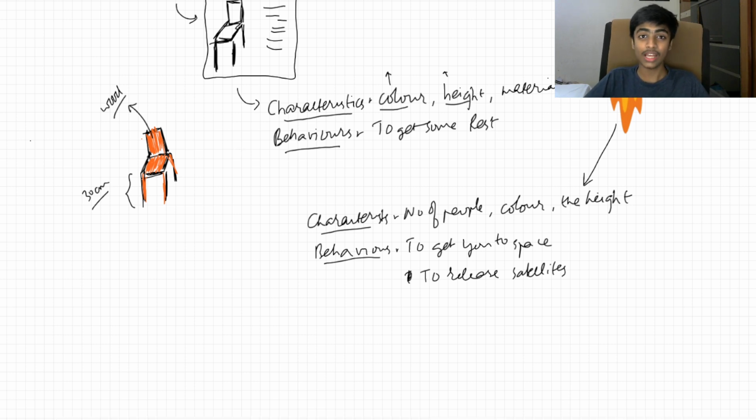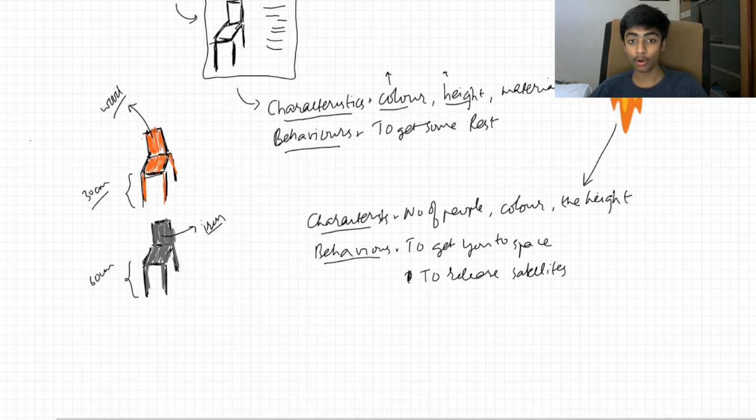Now let's say there's another guy on the same island who wants to make this chair. Let's see how that goes. Right, so this other guy on the same island also made a chair. It's 60 centimeters high. It is made of iron and it's obviously gray in color. Now, did he use a different blueprint? No, he just used the same blueprint.